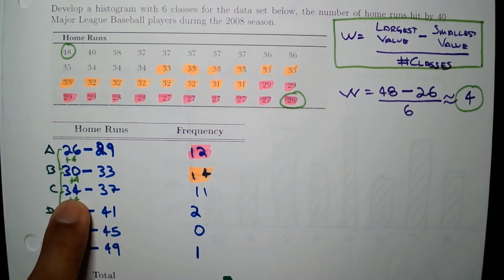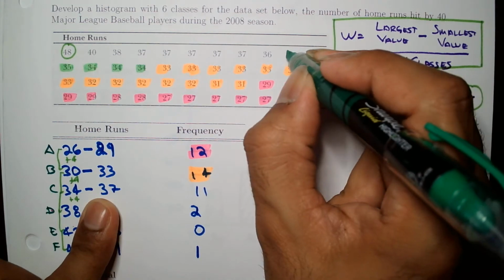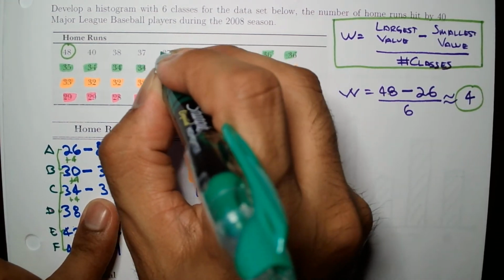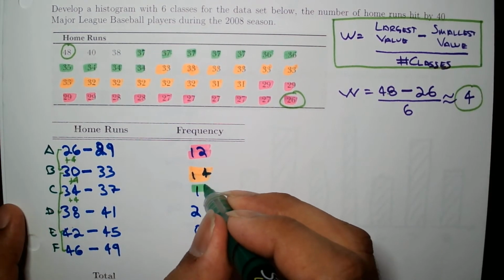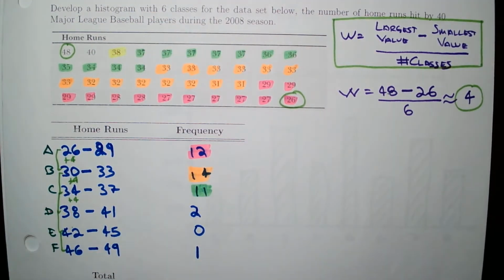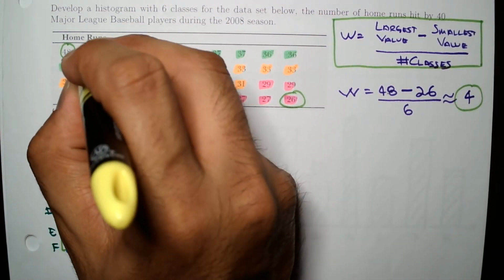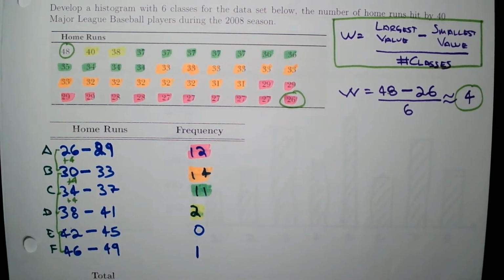I'm going to use green to count everything between 34 and 37. So 34, that's 1, 2, 3, 4, 5, 6, 7, 8, 9, 10, 11. The next is 38, which is not in that class, so I have all 11. And last but not least, between 38 and 41, I only have one observation, 38. There's no 40s. Well, actually, I have two observations, 38 and 40. So those are these two observations here.